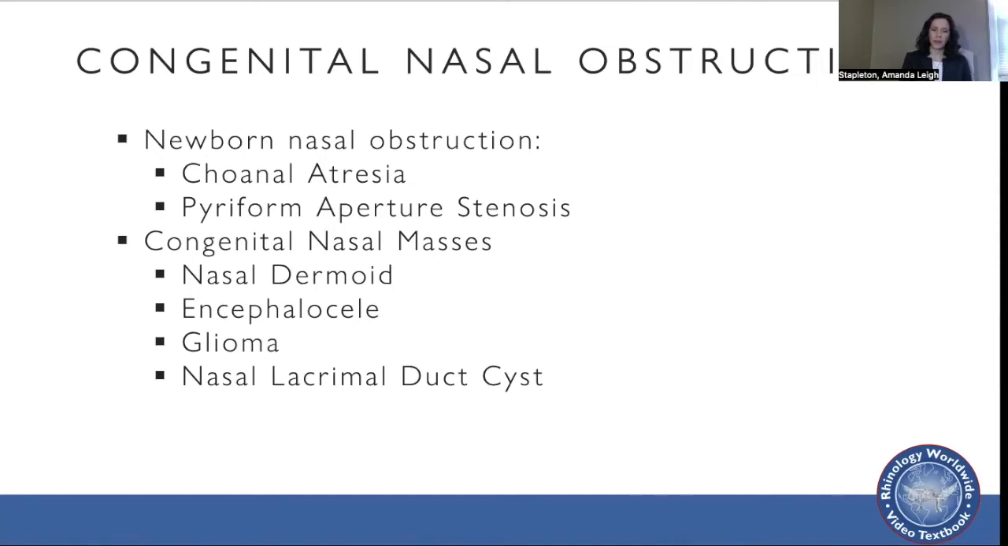And this can come in two forms. Newborn nasal obstruction can often present due to choanal atresia or piriform aperture stenosis. And then there are also congenital nasal masses that can lead to nasal obstruction. These can come in the form of nasal dermoids, encephaloceles, gliomas, or nasolacrimal duct cysts.